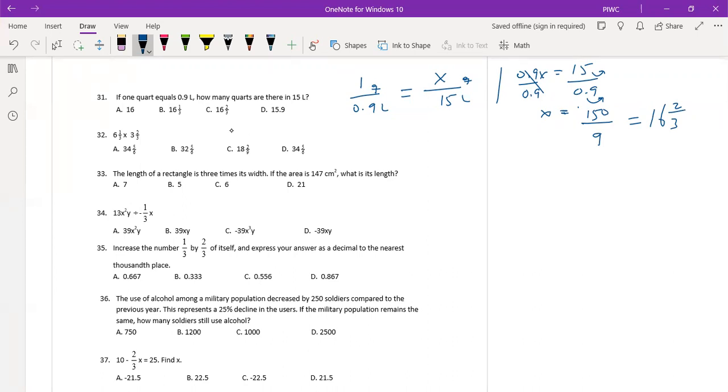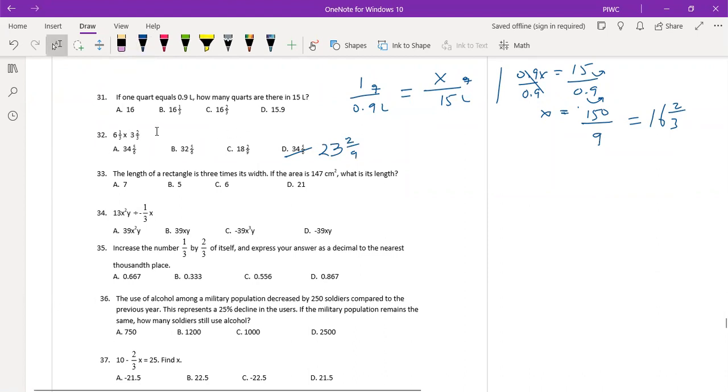Okay. Then number 32. I'm going to change this. I think you should have the correct one from the one that you did. This is 23/9. It should be this.